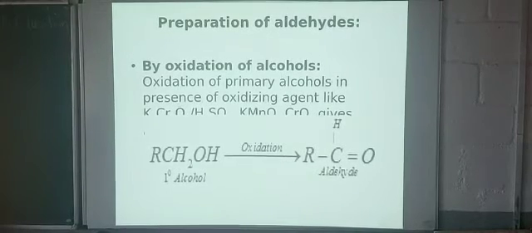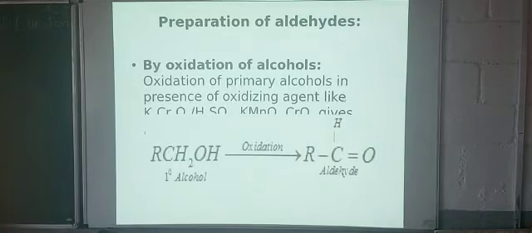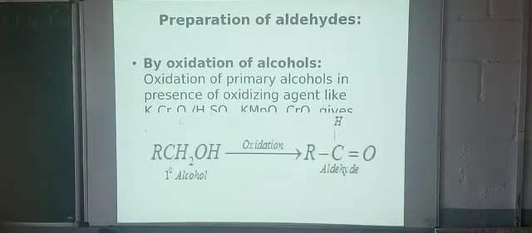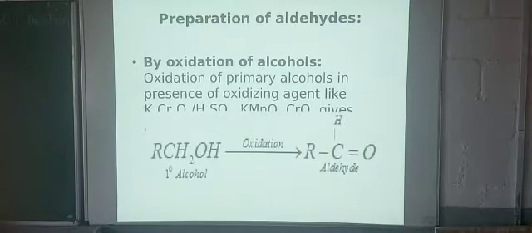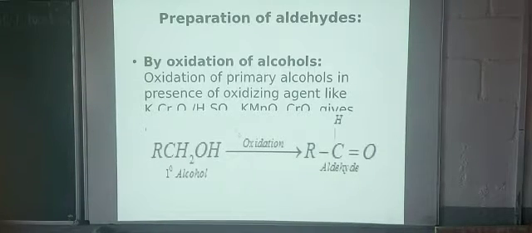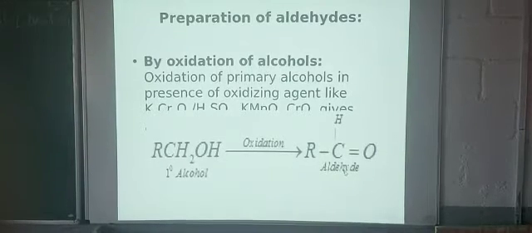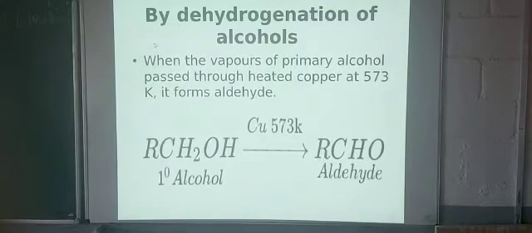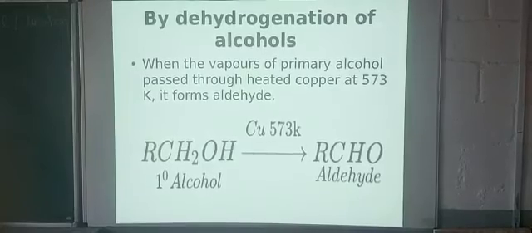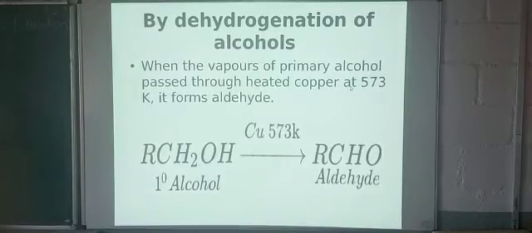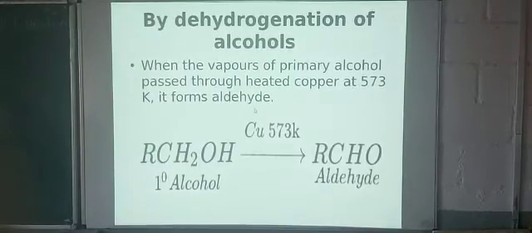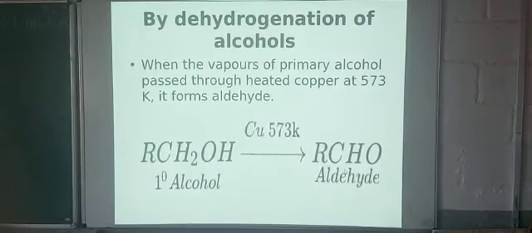Oxidation of primary alcohol in presence of an oxidizing agent like K2Cr2O7/H2SO4 or KMnO4 gives the aldehyde. On oxidation by the above said agents, the 1 degree alcohol is directly converted into the aldehyde, that is RCHO. By the dehydrogenation of alcohol, when the vapors of primary alcohol pass through heated copper at 573 K, it forms the aldehyde. So 1 degree alcohol, copper at 573 K converts into aldehyde.